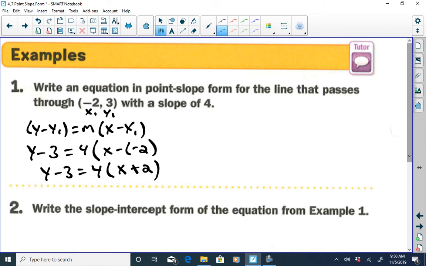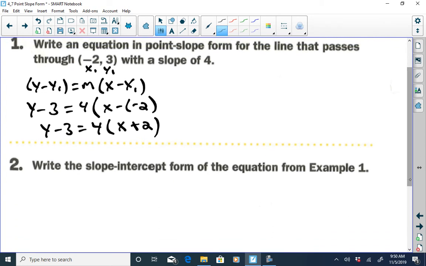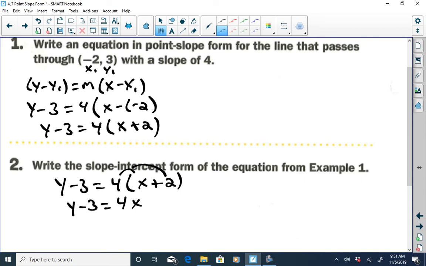Now we're asked to write the slope-intercept form, all right, of that same line that passes through negative 2 comma 3 and it has a slope of 4. So we start with our point-slope form, so I'm going to write that. y minus 3 is equal to 4 times x plus 2. We have to use our distributive property, and we have to solve that equation for y. So I'm going to start with my distributive property. Y minus 3 is going to be equal to 4x plus 8. Then I'm going to have to add 3 to both sides of that equation, and we're left with y is equal to 4x plus 11.